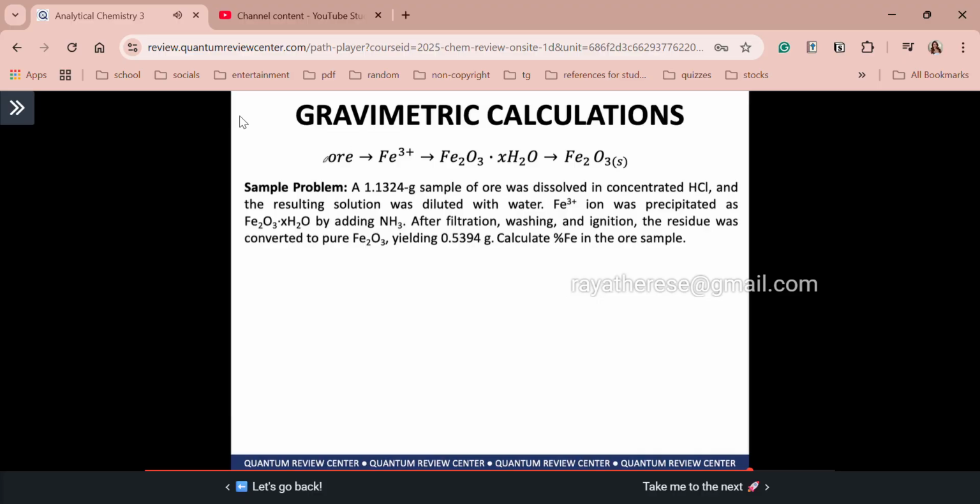So here, you have an ore, dissolved in acid. Your iron here is now in the form of iron 3, and it was precipitated using ammonia. And then of course, because there is still water, let us ignite. After ignition, you have 0.539 grams of your iron 3 oxide. Calculate the percent iron in the ore.